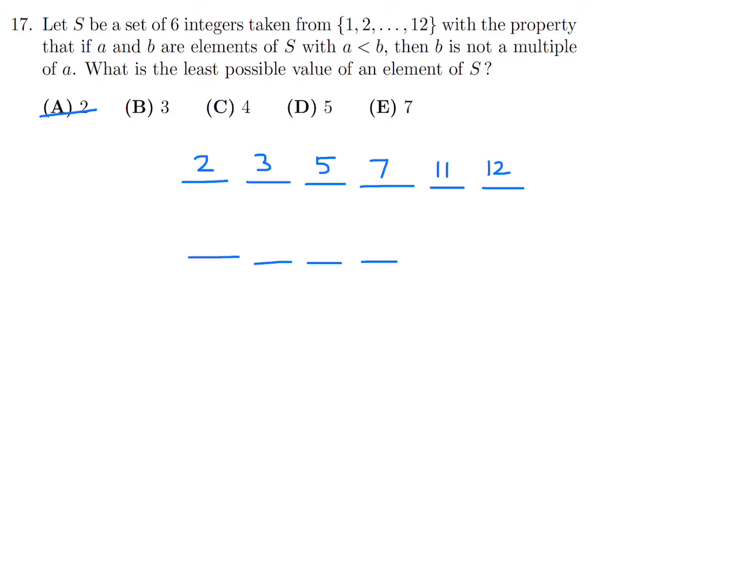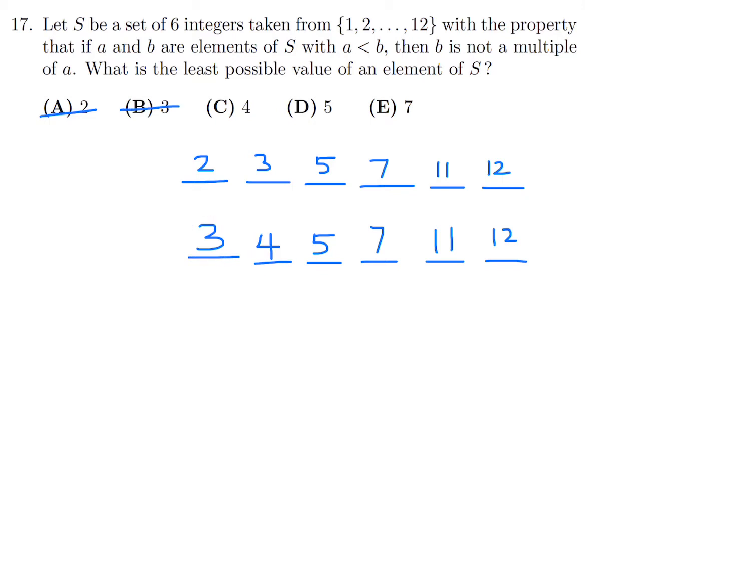Okay, let's try again, this time with 3 as my smallest. 4, no problem. 5, good. 6 can't go there because 6 is a multiple of 3. 7, I can do that. 8 can't go there because 8 is a multiple of 4. 9, can't put a 9 because that's a multiple of 3. 10, can't put 10, that's a multiple of 5. 11, I can. Now the only number left is 12. If I put 12, that's invalid because it's a multiple of 3.